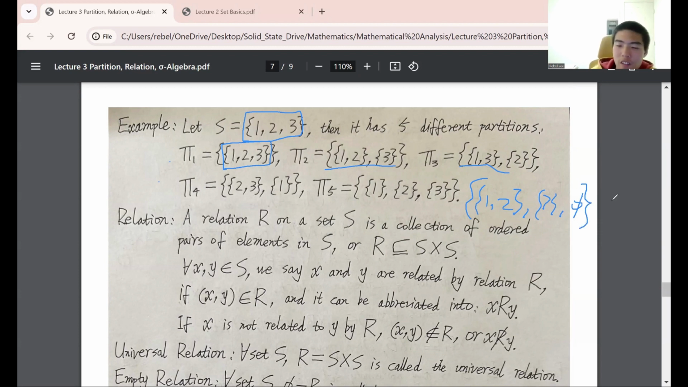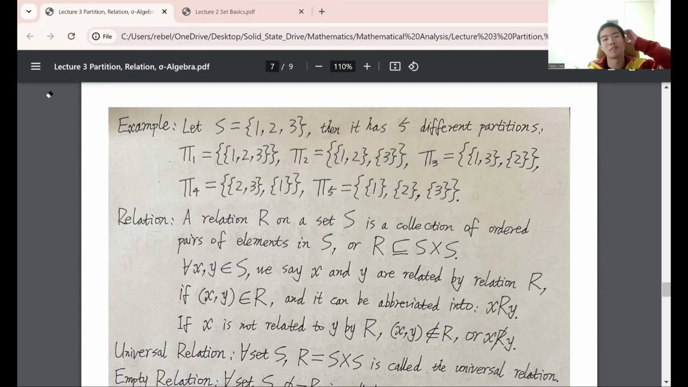Well, because that definition says every Ai must be non-empty, so that's why it's valid. So it limits the number of partitions. If the empty set could be included, then it could be infinite, because you can add one empty set, two empty sets, and infinitely many empty sets into it to form a partition, and that's nonsense because they just have the same meaning.